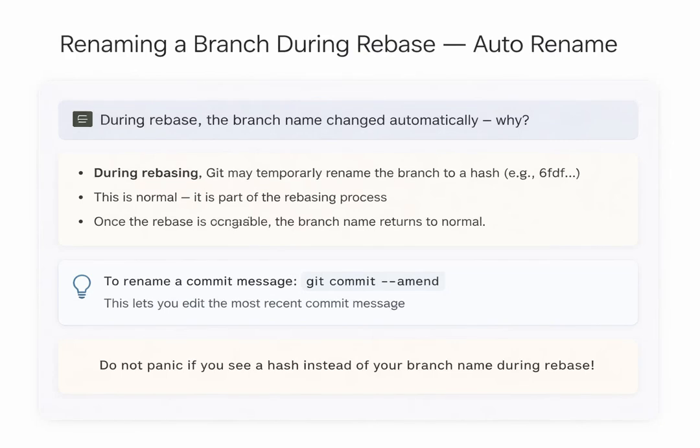A student asked a great question here. During the rebase process, the branch names seem to change automatically to something like a hash code. This is completely normal behavior. When Git is replaying your commits during a rebase, it temporarily uses internal hash references. Once the rebase finishes successfully, your branch name comes back as expected. Also worth noting, if you ever want to rename or edit a commit message after the fact, you can use git commit with the --amend flag. This lets you modify the most recent commit's message without creating a new commit. So don't panic if you see a weird hash during rebase, it's just Git doing its internal work.